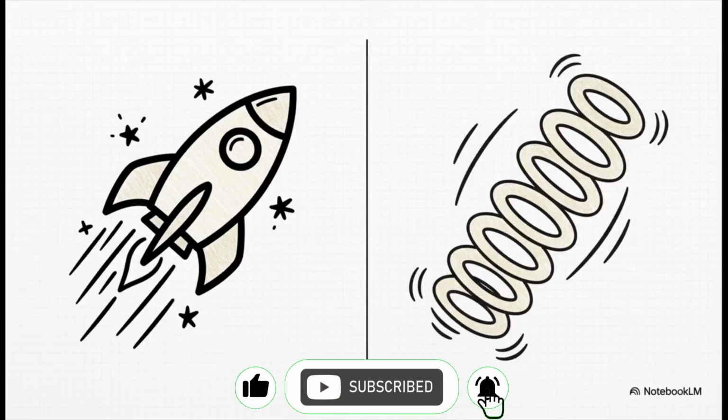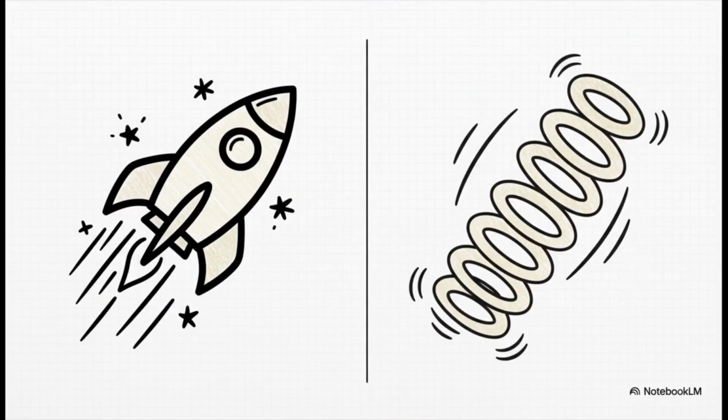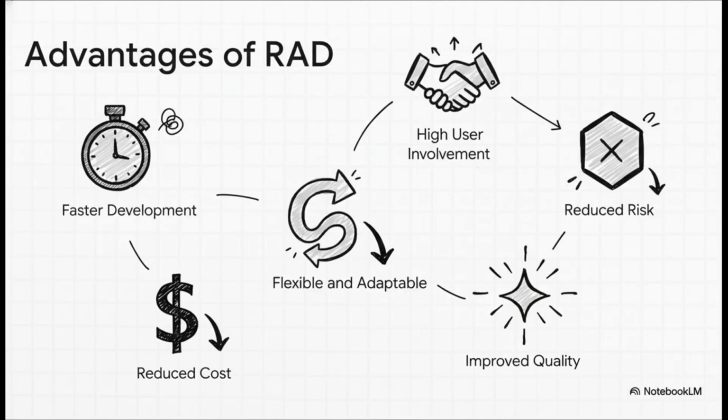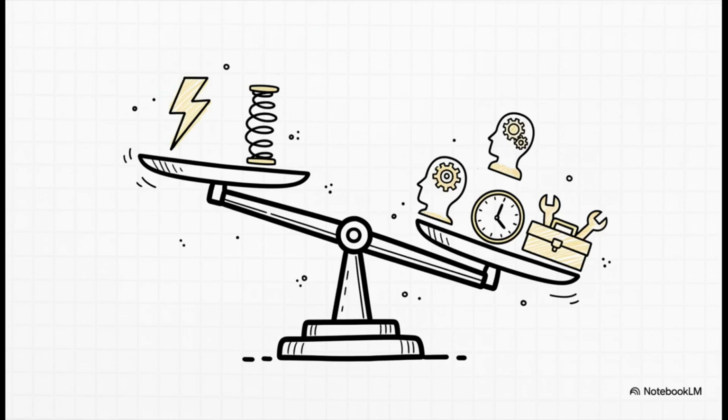First, let's talk about the big wins. The main advantage is just incredible speed. And right alongside that speed is a level of flexibility that lets the project pivot and adapt on the fly, which is huge. The most obvious benefit, of course, is you get stuff built way faster, which usually means it costs less. But the perks go deeper. Because users are so involved, the final product is often way higher quality. Plus, that constant feedback loop basically kills the risk of building the wrong thing, because you catch any mistakes early and often. But it's a balancing act for sure.